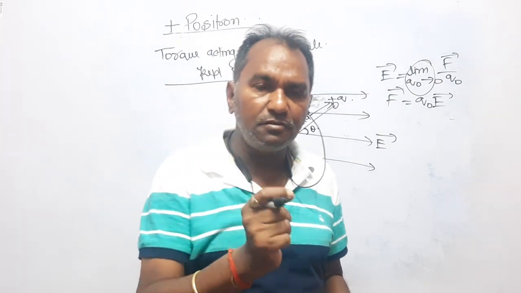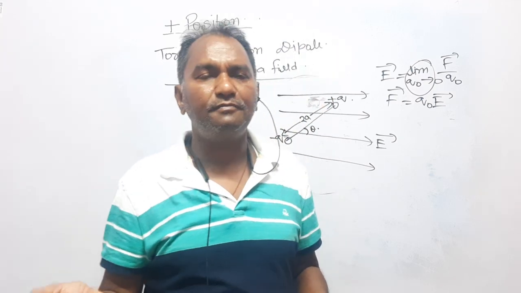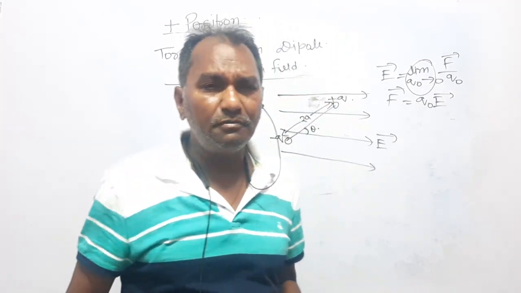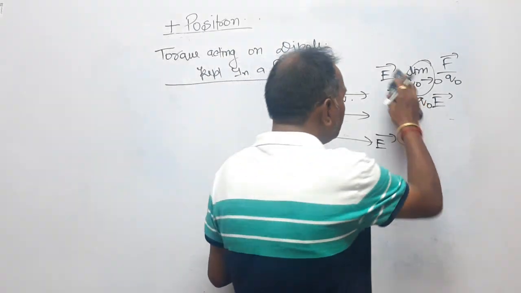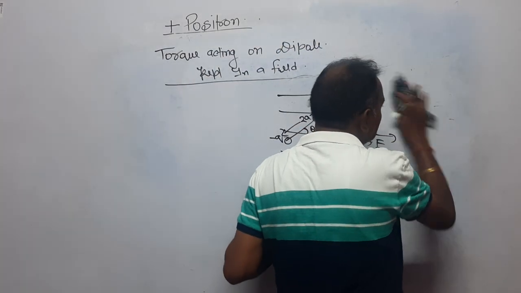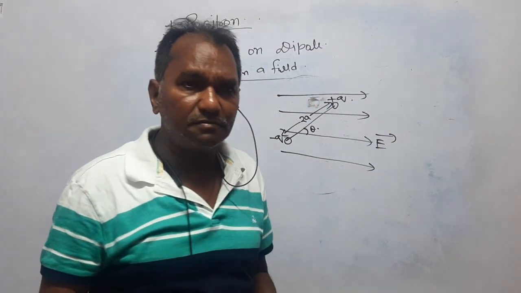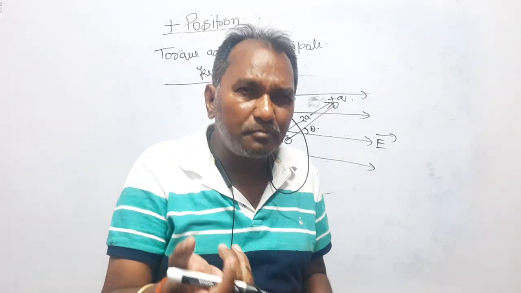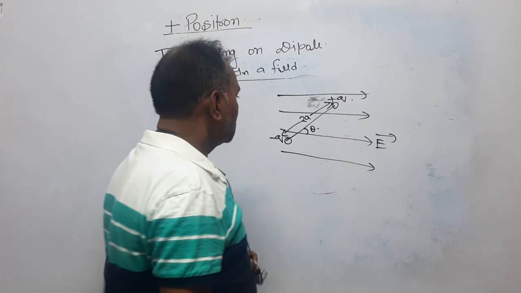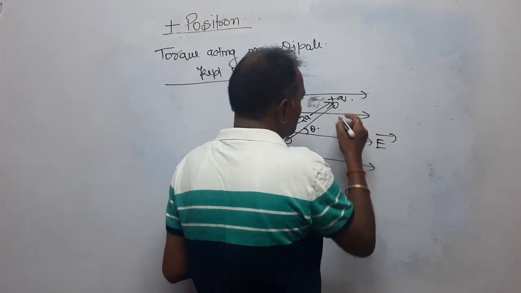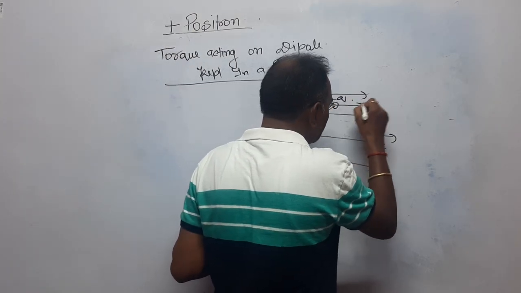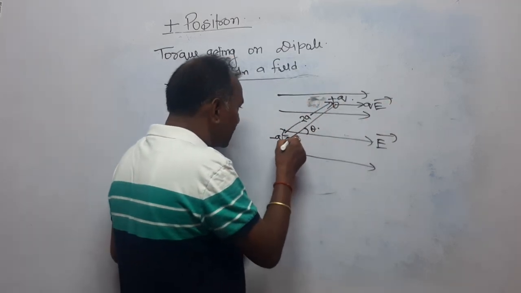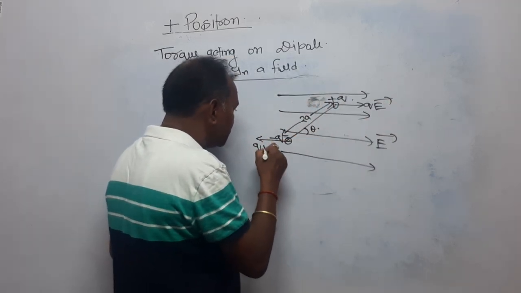If a charge Q is placed in an electric field vector E, then the force acting on the charge will be QE. In the case of positive charge, that force will act in the direction of the field. In the case of negative charge, that force will act opposite to the direction of the field. So, on this charge, the force will act in the direction of the field, and on this charge, force will act opposite to the field.